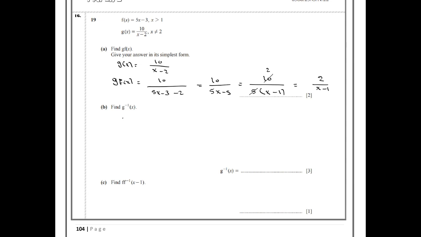g negative 1 of x means 10 over x minus 2 equals y. Now replace every x with y and vice versa. x equals 10 over y minus 2. We will multiply by y minus 2. x times y minus 2 equals 10, so xy minus 2x equals 10.